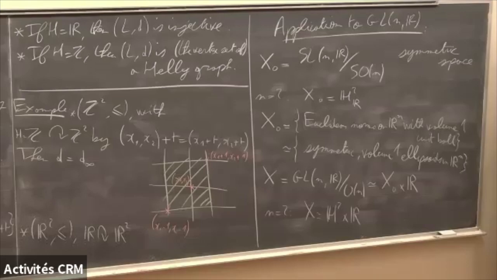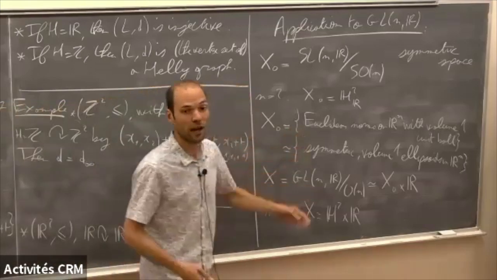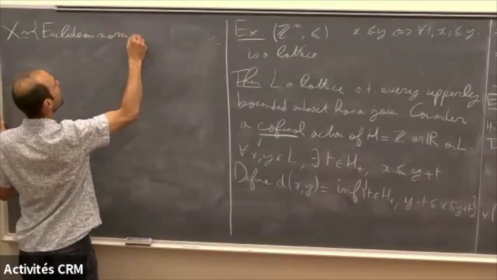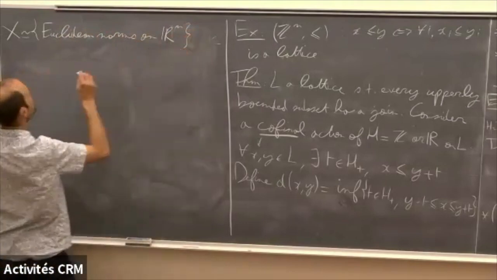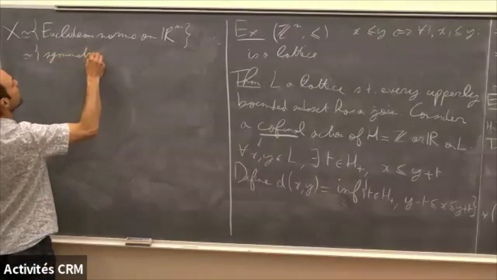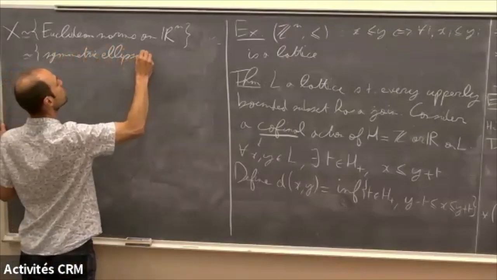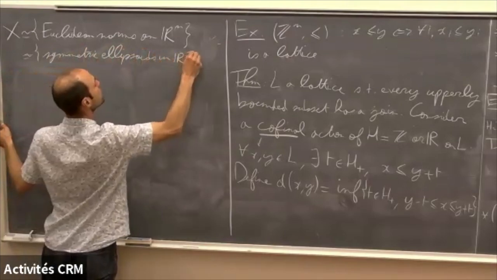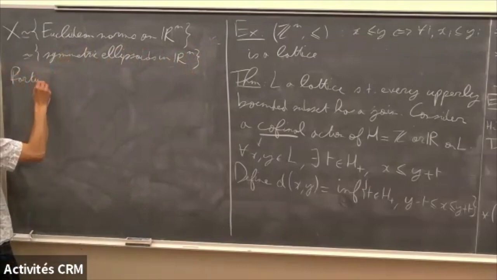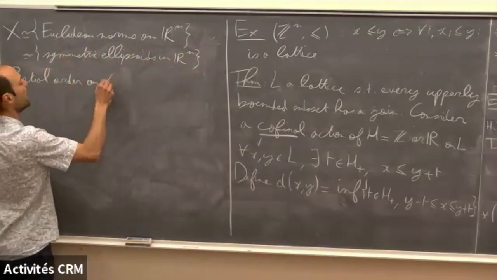It looks a bit silly, but it turns out that it's quite relevant. So now what do I obtain as descriptions here? I remove the normalization that the volume should be equal to 1. X is the set of all Euclidean norms on Rn. It's also the set of all symmetric ellipsoids in Rn. So why is this interesting? Because in either model, I have a natural order. So there's a partial order on X.